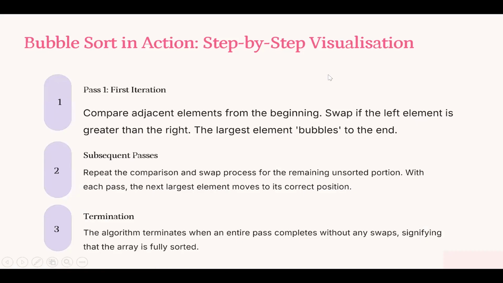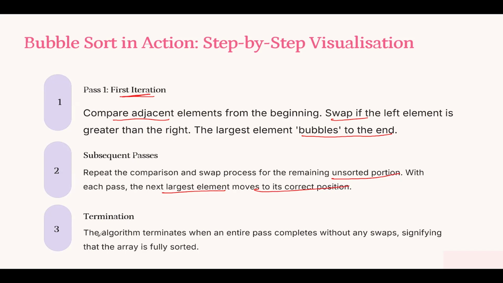All right. So if we have to tell briefly the working, first we will have a first iteration where we compare the adjacent elements from the beginning, swap if the left element is greater than the right, and the largest element bubbles to the end. Subsequent passes repeat the comparison and swap process for the remaining unsorted portion. Remember, with each pass, the next largest element moves to its correct position.